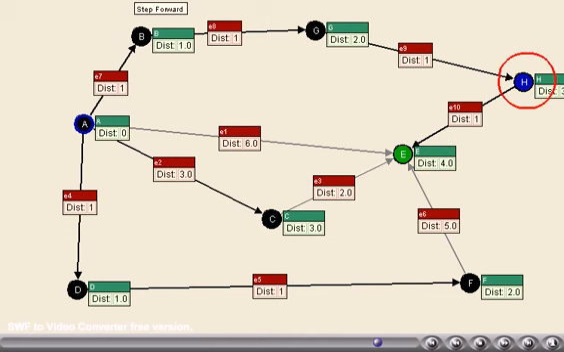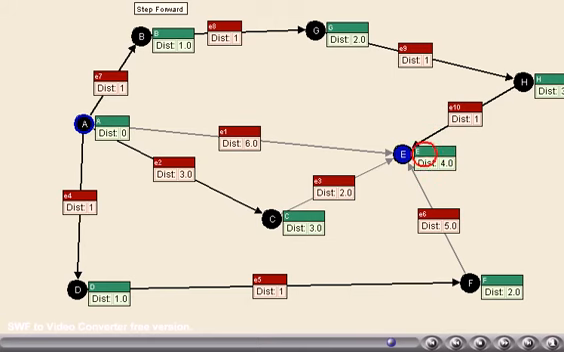Then out of the nodes which are in the ready state, that is H and E, H will be made finalized as it is having the smallest distance. Also, the distance of E is updated. The distance of E via C is 5. However, if we come via H, that is A, G and H, D, the distance will be 4. Thus, E distance is updated as 4.